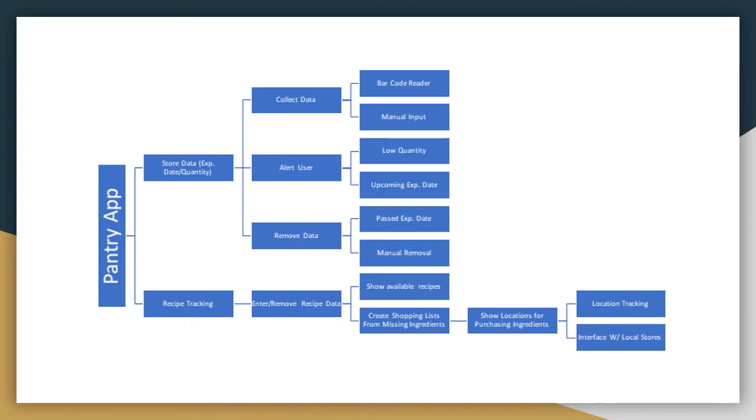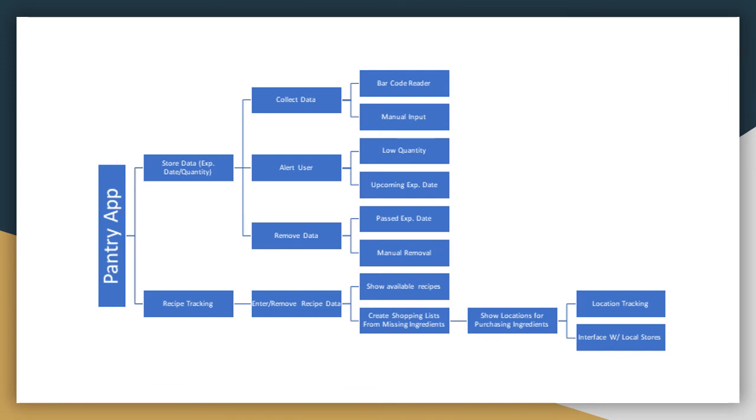That goal is further broken up by making it the goal to collect data through barcode reading and manual input, alerting users when quantity is low and when there is an upcoming expiration date, and removing data through manual removal and automatic removal when there is an expiration date that is passed.